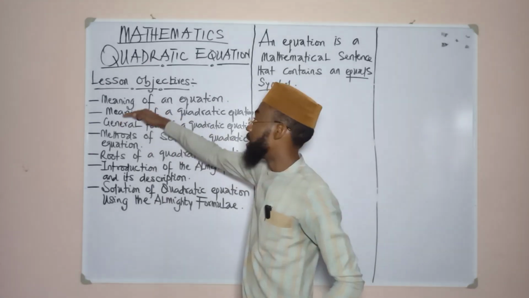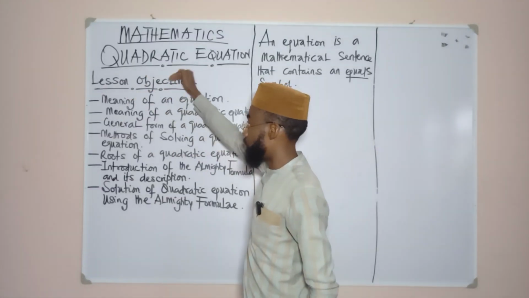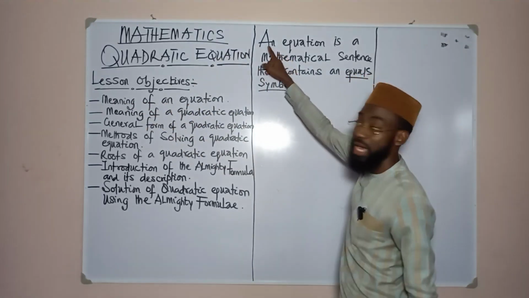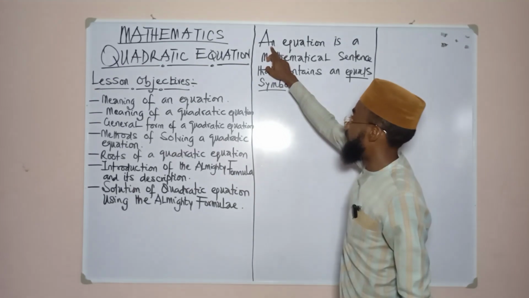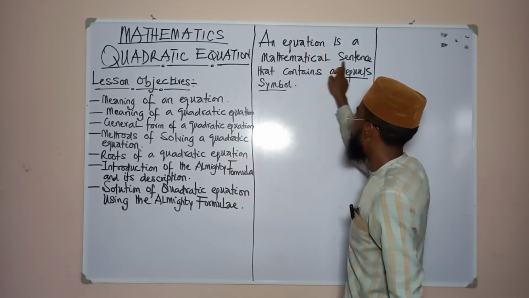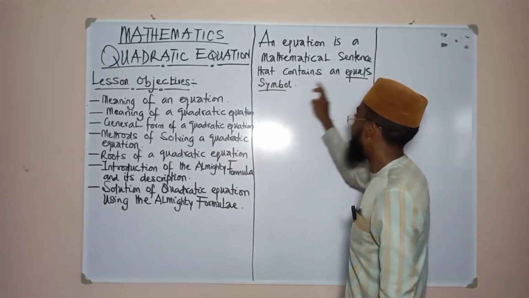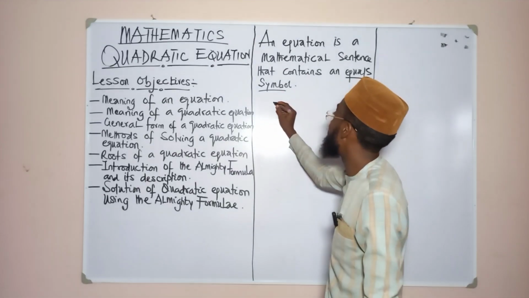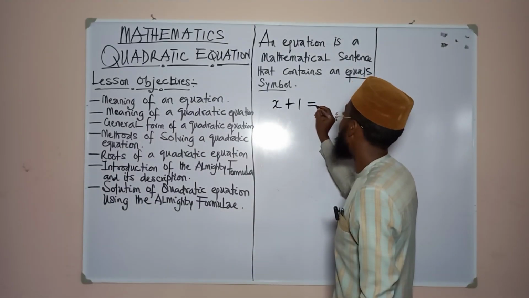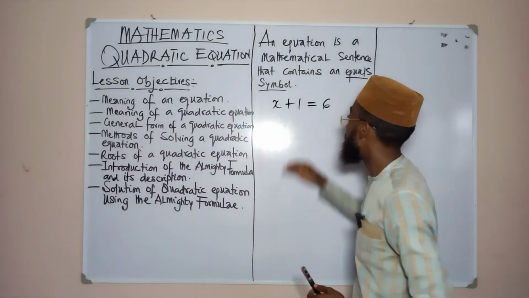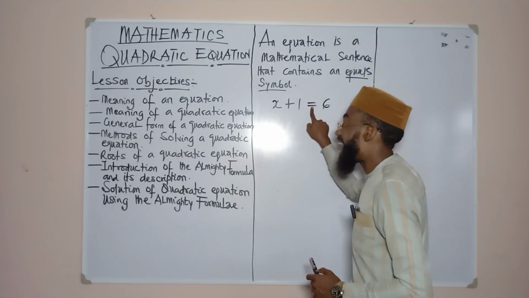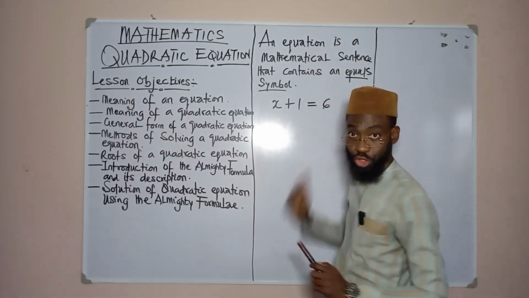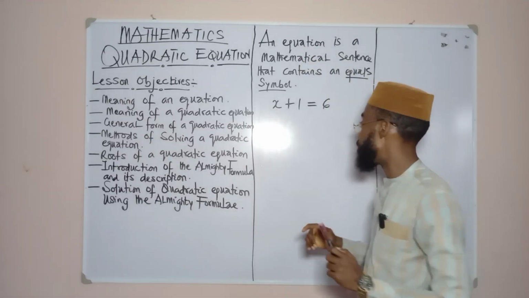We'll take off immediately. We have outlined the lesson objectives for this topic. The first thing we have there is the meaning of an equation. On my right hand side, I have the meaning already stated. An equation is a mathematical sentence that contains an equals symbol. A math sentence could be x plus 1 is equal to 6, for instance. As long as a math sentence has an equal symbol in it, it is termed an equation. That's what makes an expression an equation.